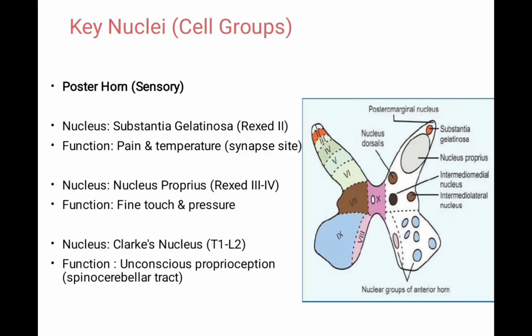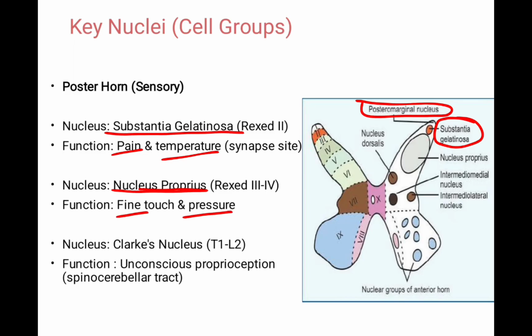For the posterior horn, we'll be looking at the major ones. We have the substantia gelatinosa, as you can see here. We also have the posterior marginal nucleus, but you're going to be looking more at the substantia gelatinosa, responsible for sensations like pain and temperature. That's the synapse site for pain and temperature sensations in the spinal cord. We have the nucleus proprius, which is for fine touch and pressure.